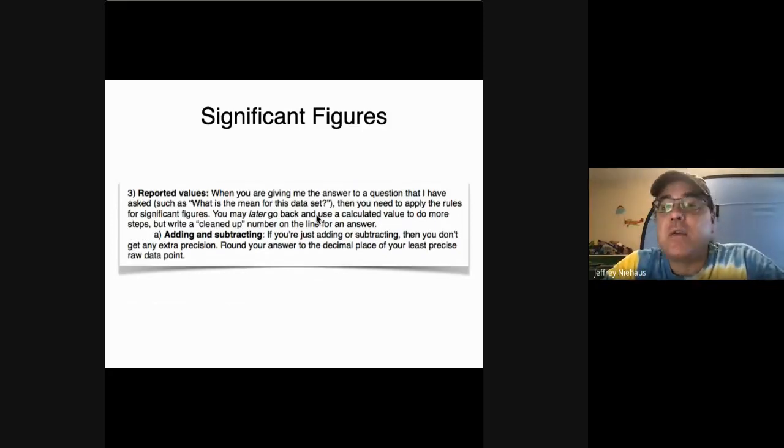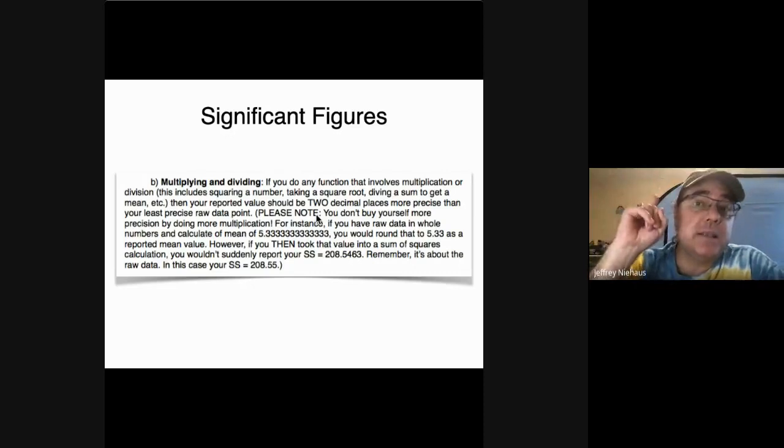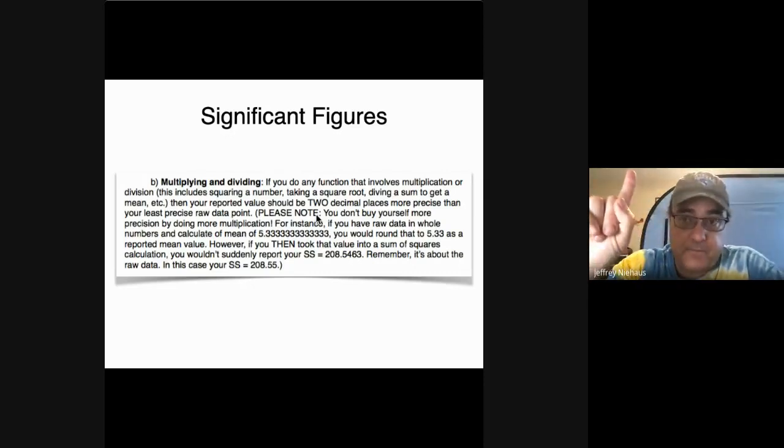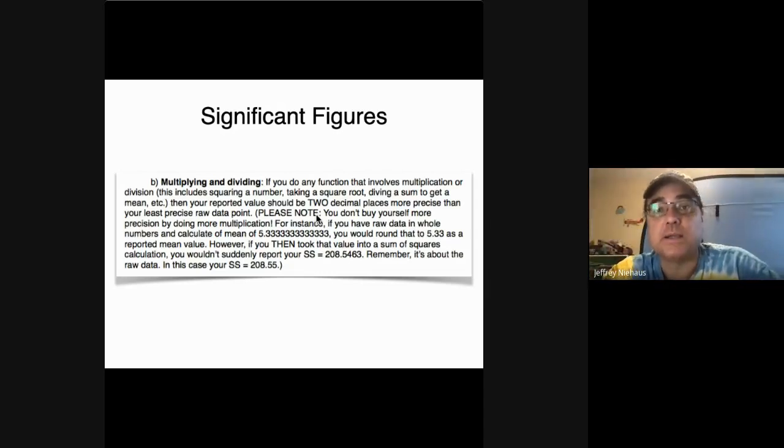But we are very rarely going to do any procedure that ends with addition or subtraction. We're almost always going to be squaring, which is a multiplication, or taking a square root, which counts as a division, or doing division, which is a multiplication as well. So anytime you multiply or divide, you buy a one-time extension of precision by 2 decimal places past your least precise raw data measurement.